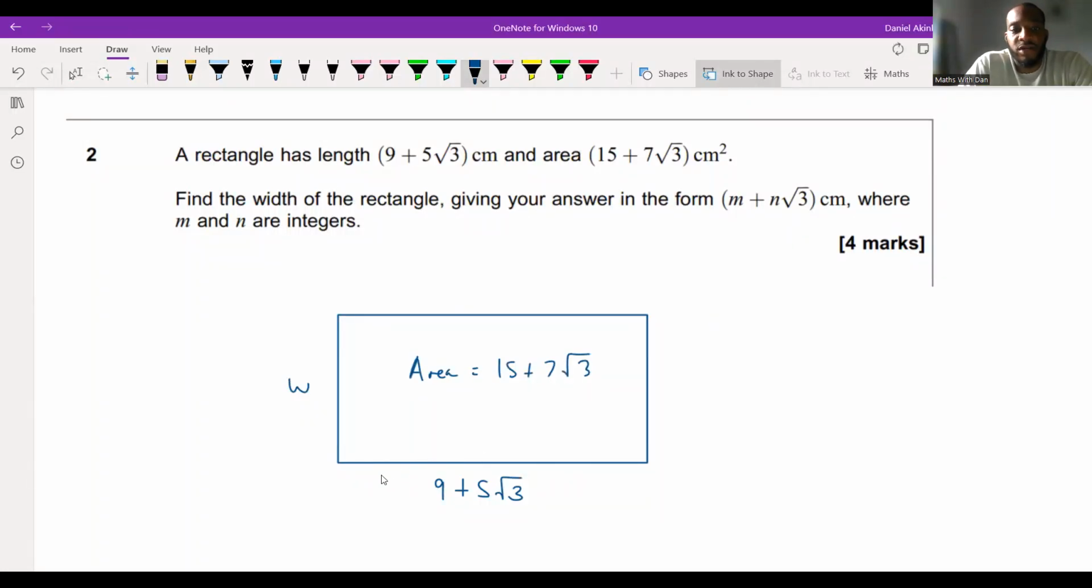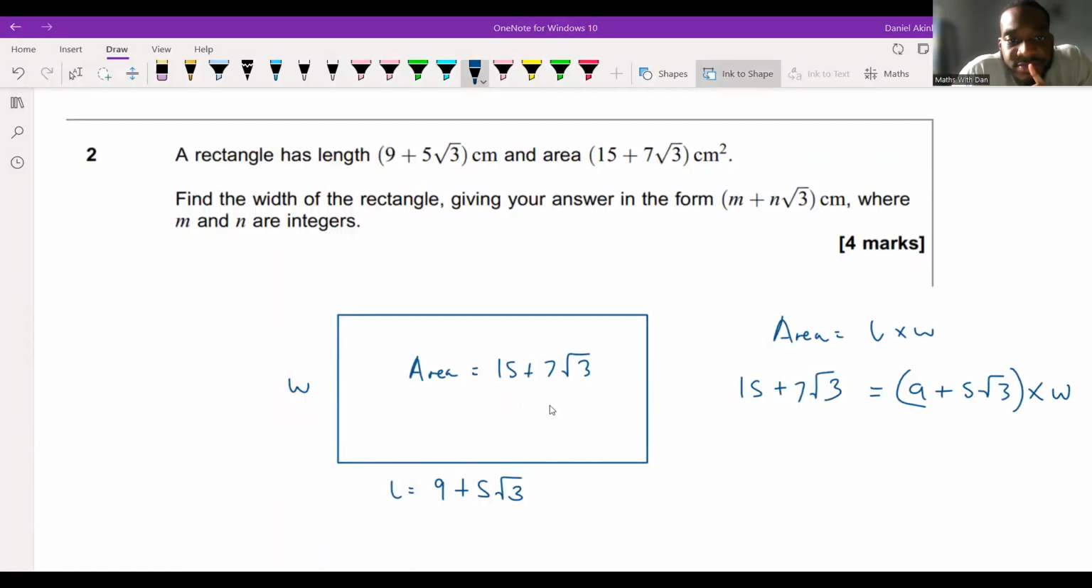So we've got the area, we've got the length, right? We know that to find the area of a rectangle is length times width. So are we in agreement, guys, to say, well, I've got 15 plus 7 root 3 for the area, replacing it. L is 9 plus 5 root 3, right? And then we need to times this by the width. Are we okay with that? Yeah, good stuff, good stuff.